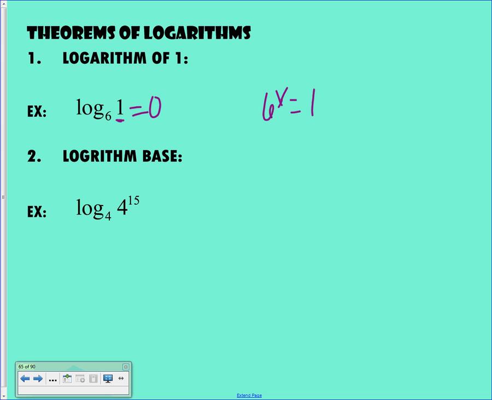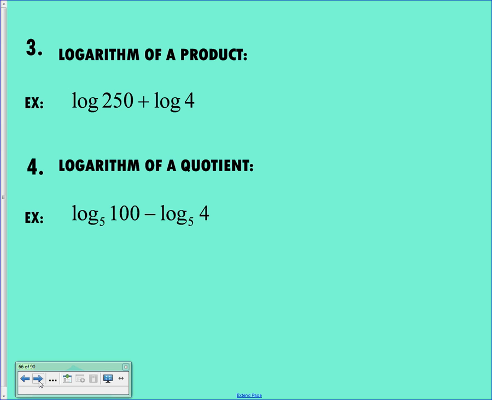Logarithm of a base: if we set this one up, it would say 4 to what power is 4 to the 15th. So obviously our power is 15. The shortcut here says that if these two numbers match, the whole thing cancels out and you just get the exponent. So the first two should seem pretty easy.